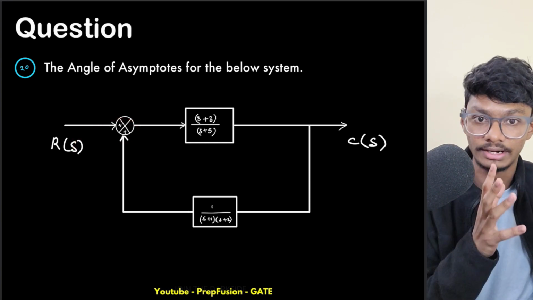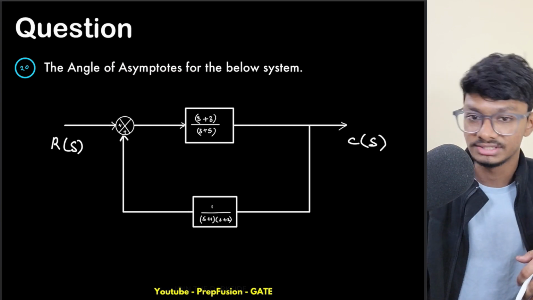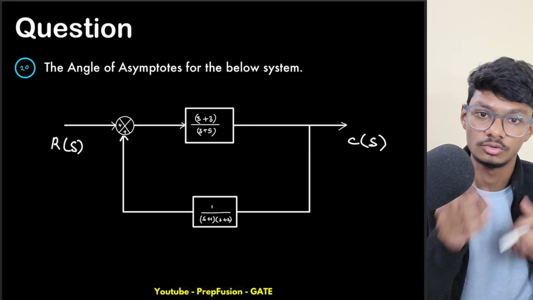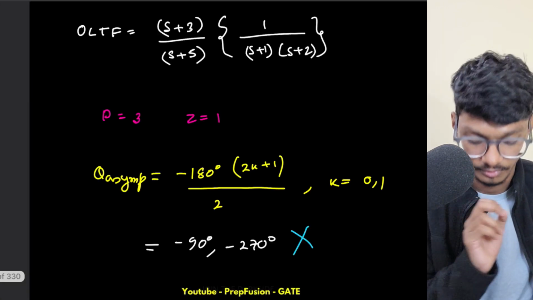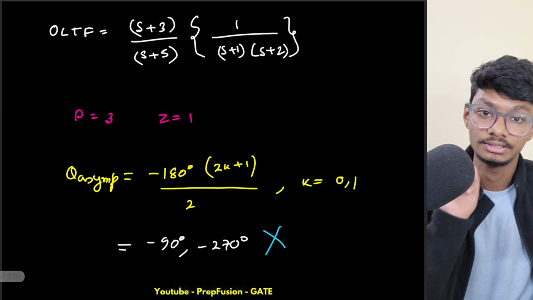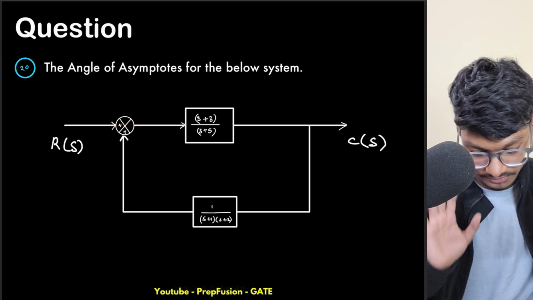So don't skip that. In the question they may also mention that k is varying from minus infinity to 0, not from 0 to infinity. That may also happen, so just be careful about that. If k is varying like this, then it is a positive feedback.